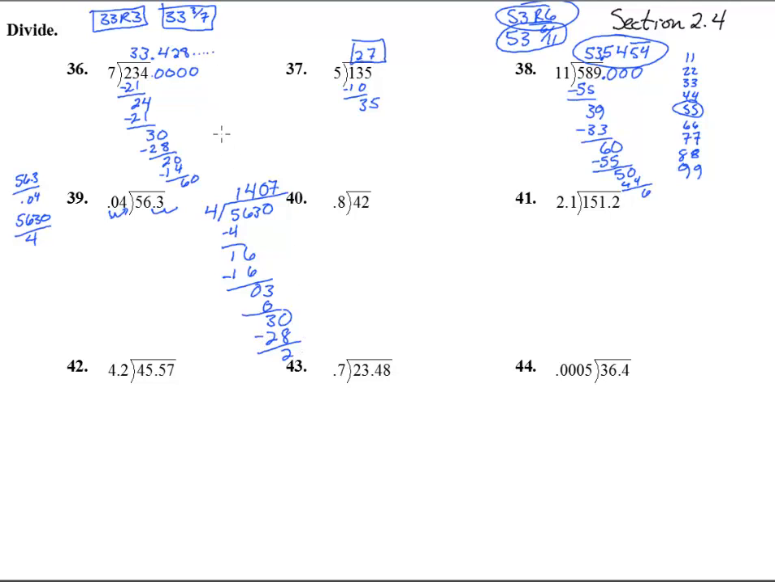So you could do 1407 remainder 2. That's one way of writing it, or 1407 and 2/4, which reduces down to 1/2. Or we could put a decimal here and drop that 0 down there. 4 goes into 20, and we see we get 1407.5. So any way of writing those is perfectly fine there.